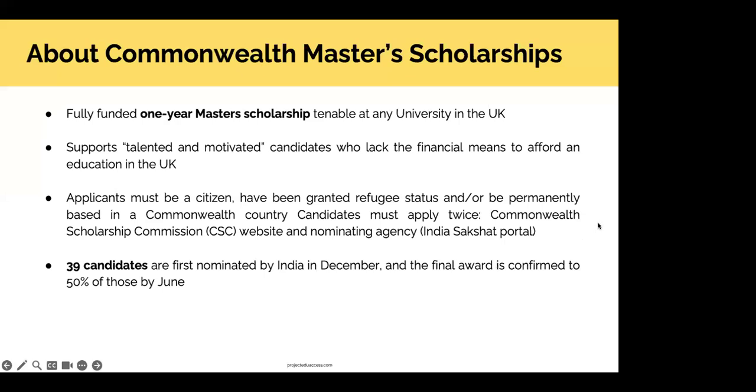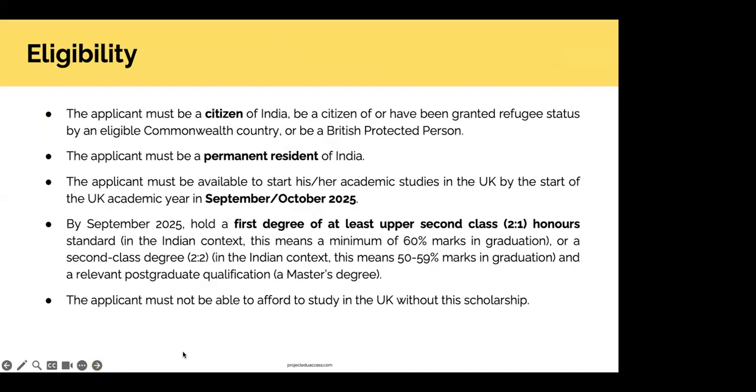39 candidates are first nominated by India in December, and the final award is confirmed to 50% of those by June. These dates may also vary. So, for example, this year for the 2024 cohort, the process was much faster, and the list of 39 candidates was actually published by the ministry in September 2023, if I'm not wrong. Abhijit, please correct me if I'm wrong. And the final award, the provisional selections, were actually announced by May this year. So this may vary as well, but it wouldn't be later than December and June respectively. We can move on to the next slide.